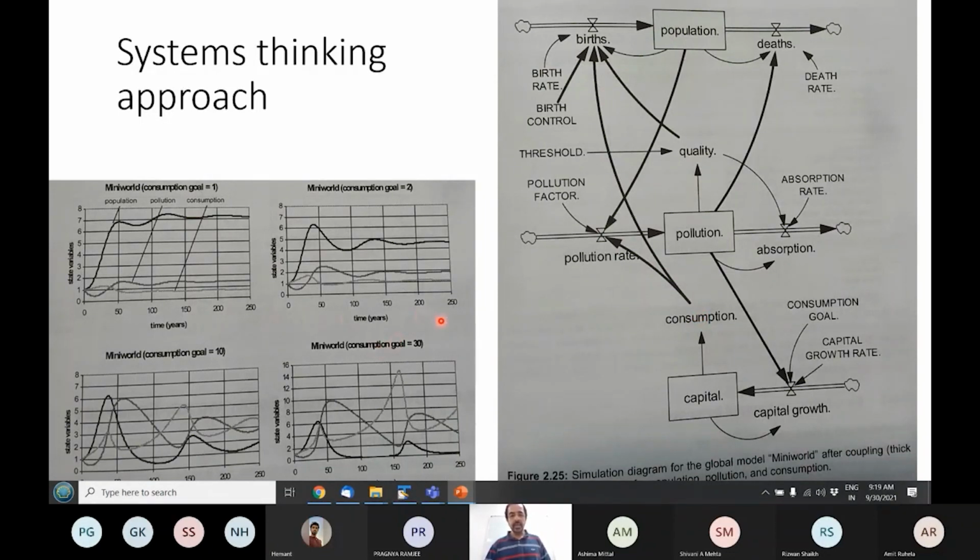And then you can make simulators, and what these simulations can basically do is that for different settings, so if your consumption goal is 1 or 2 or a very high consumption goal, they can tell you whether over time you are stabilizing at some point, that is, whether your population and your pollution and so on are stabilizing, or if your consumption goal is very high, whether there are some erratic outcomes that you can expect.